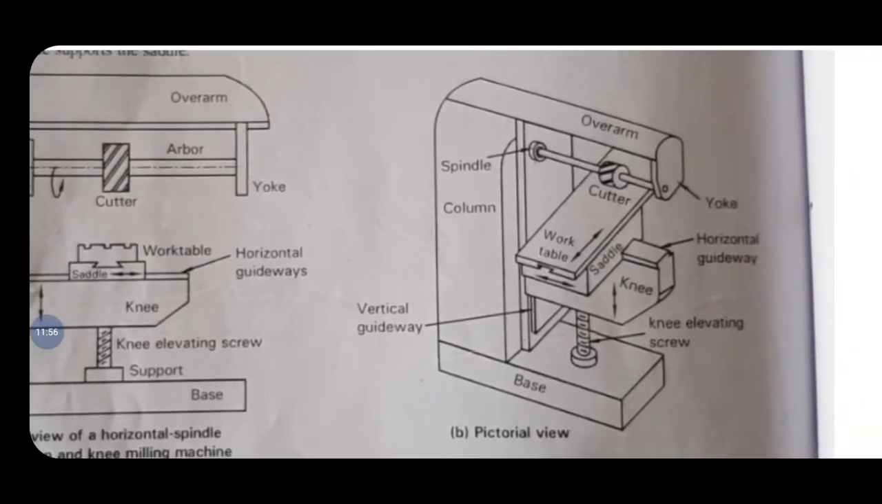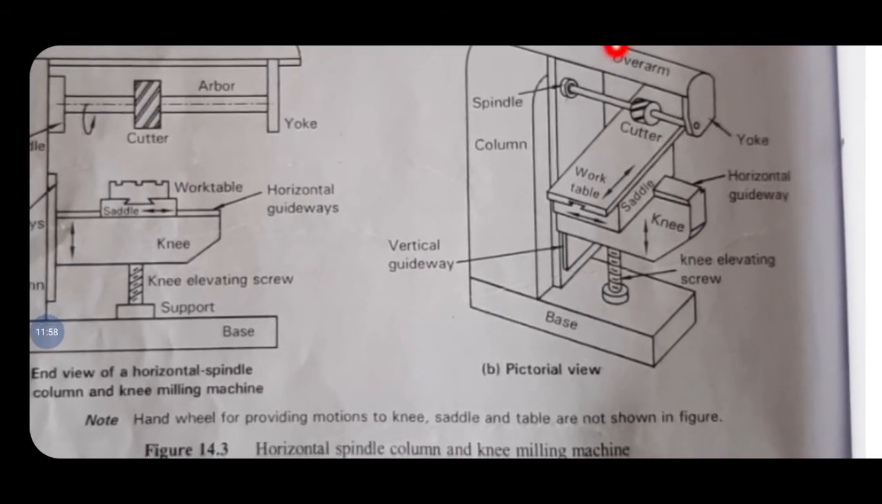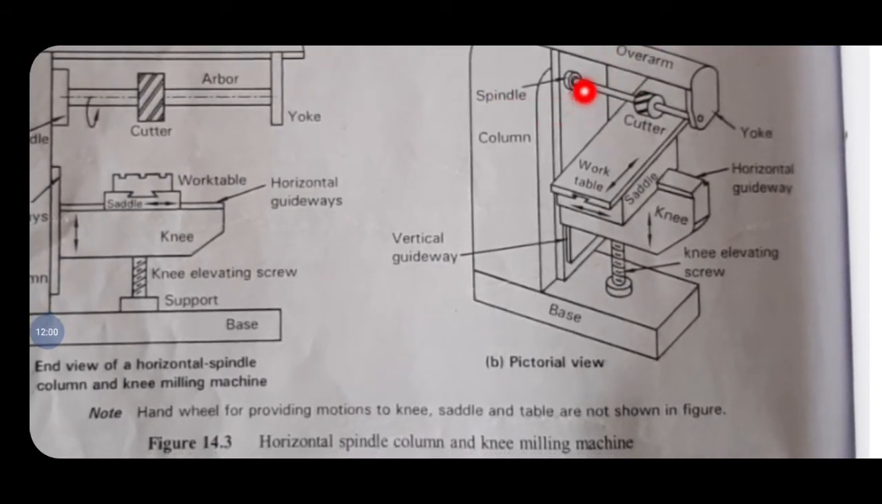This is a pictorial view. We can see the pictorial view. The overarm, a horizontal spindle, and this cutter is there. Milling cutter. This is a work table. You have to fix the workpiece here, and you have to move it from this direction to this direction, moving forward and backward. A saddle. And this is a knee. This is the elevating screw. You can lift the knee up and down. That is why that arrow is given.